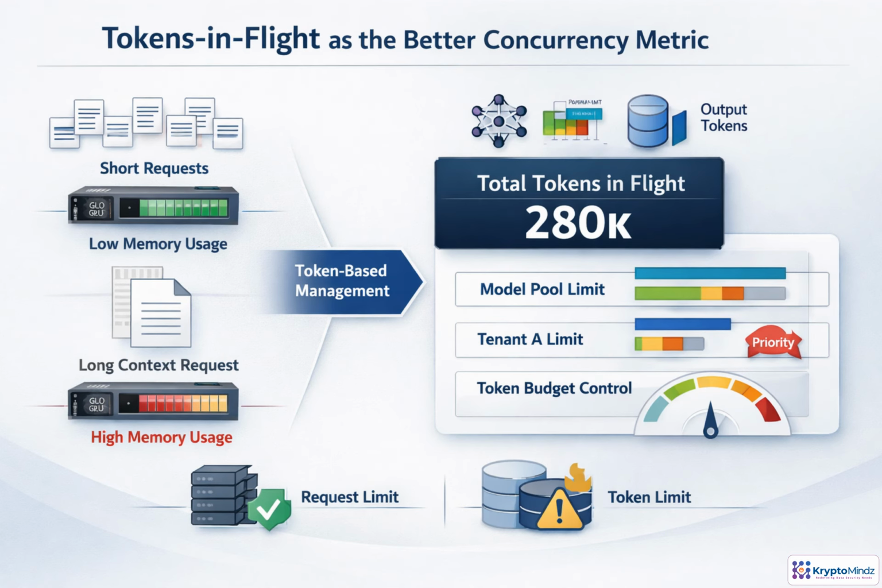A request is not a fixed-size unit of work. Ten short prompts may be easy for the GPU, while one long context prompt can fill the KV cache and create real memory pressure. That is why concurrency should also be measured in tokens in flight: prompt tokens already loaded, plus expected output tokens across the active batch. Admission control can then enforce token budgets per model pool, tenant, or priority class. Request limits still matter, but they are a coarse guardrail. Token limits add the missing weight, so long requests are handled carefully before they become out-of-memory failures.